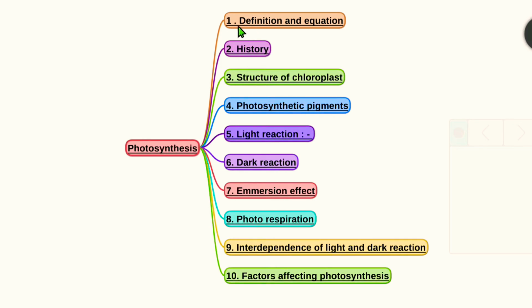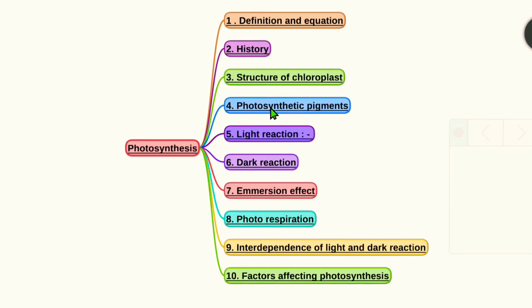The first one is the definition and the equation. In this point we will see the definition, the process and the overall equation of photosynthesis. The second one is history. In this point we will see the various contributions of the scientists to photosynthesis. The third one is the structure of the chloroplast. It is very important. We will see the ultrastructure of the chloroplast and various components of the chloroplast.